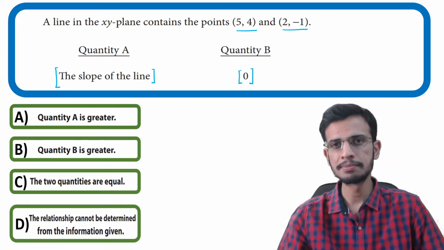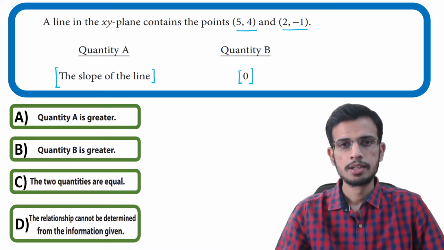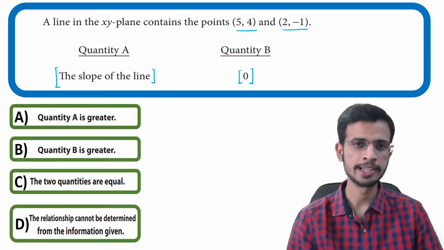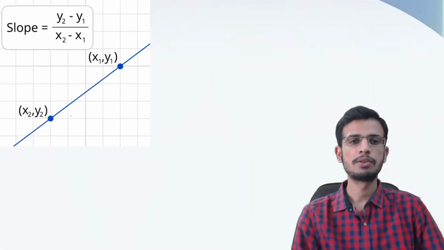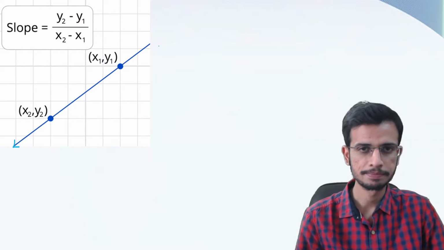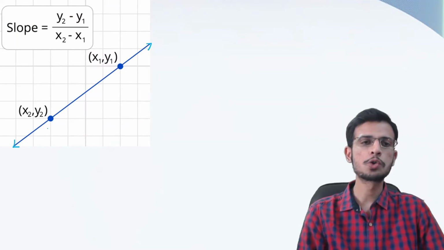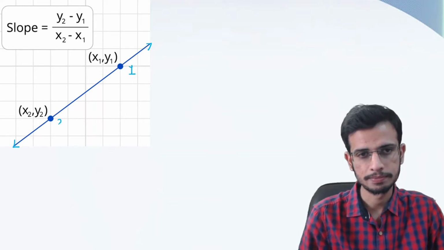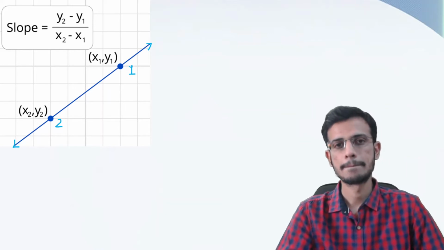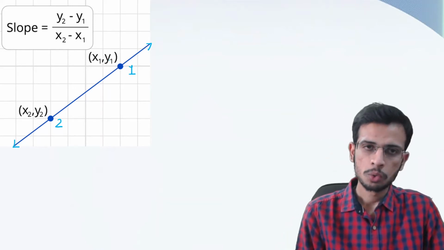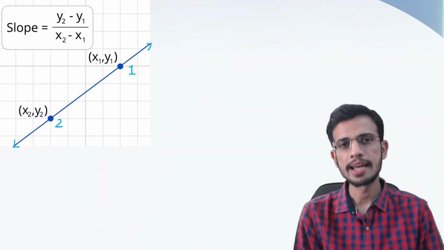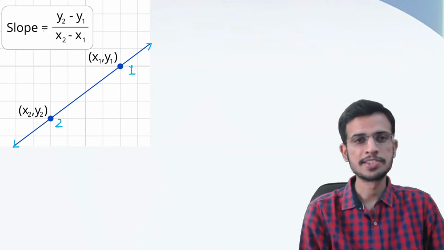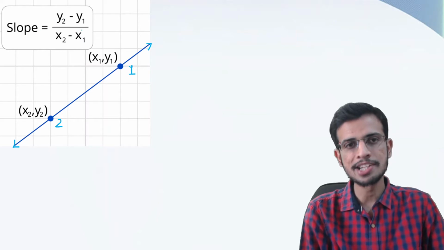How to find the slope of a line in the xy plane? In this video, I have added two questions of the same type so that I can give you an idea about this concept. Suppose this is one line in the xy plane, and we know two points on it, a first point and a second point. The coordinates of the first point are x1, y1 and of the second point x2, y2. The slope is defined as y2 minus y1 divided by x2 minus x1.